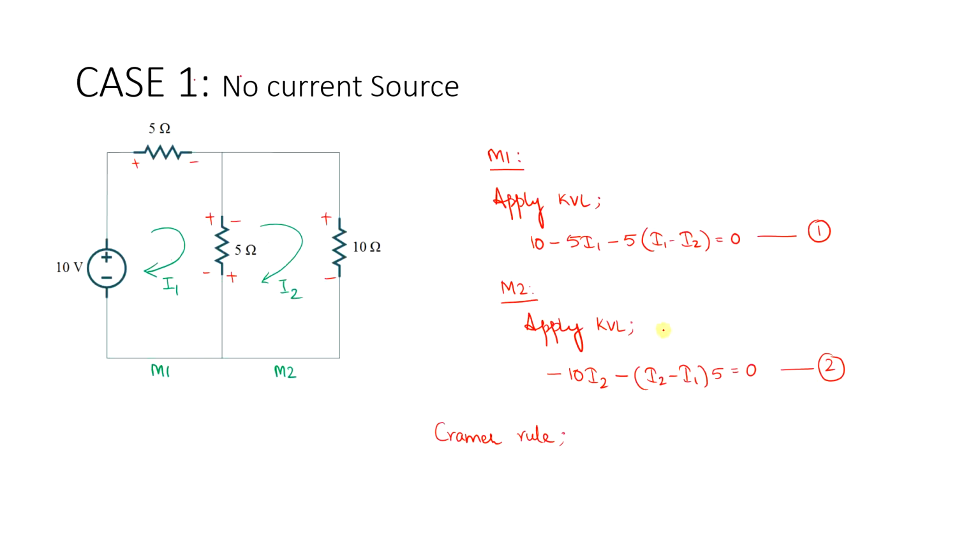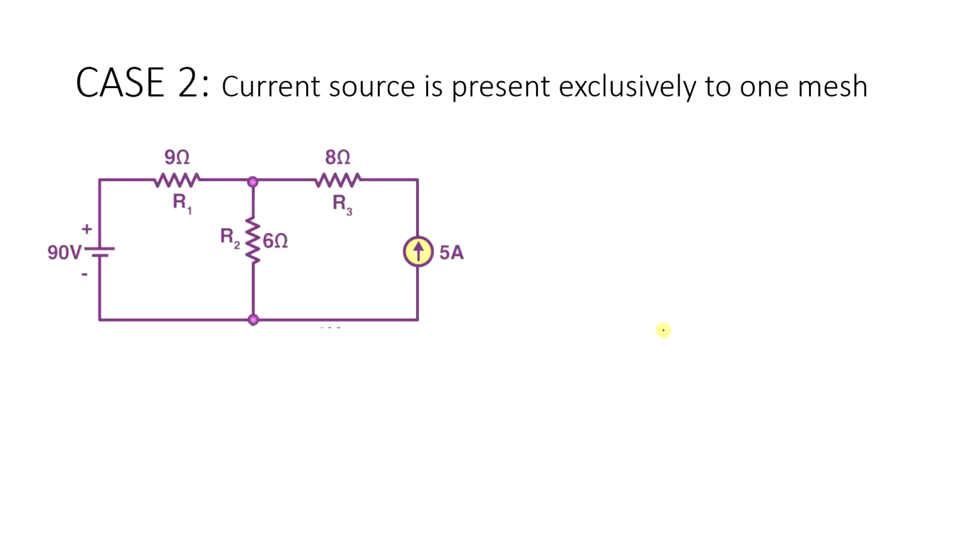Now let me explain the second case. In the second case, if you observe, you have a current source which is present exclusively to one particular mesh. So like the way we follow the procedure, we consider this as mesh 1 and we consider this as mesh 2. I will draw the mesh currents. This would be I1 and this would be I2.